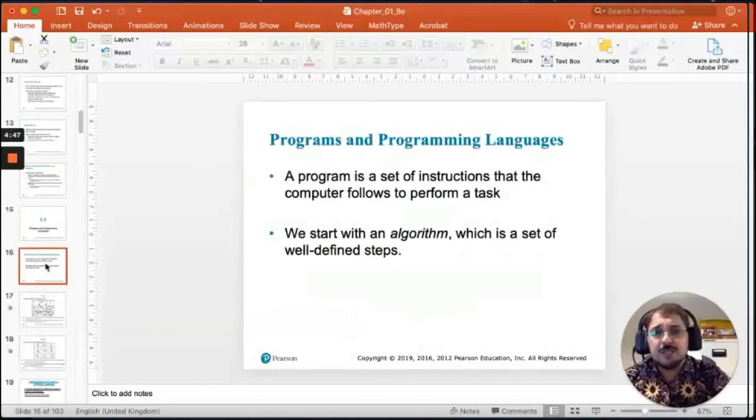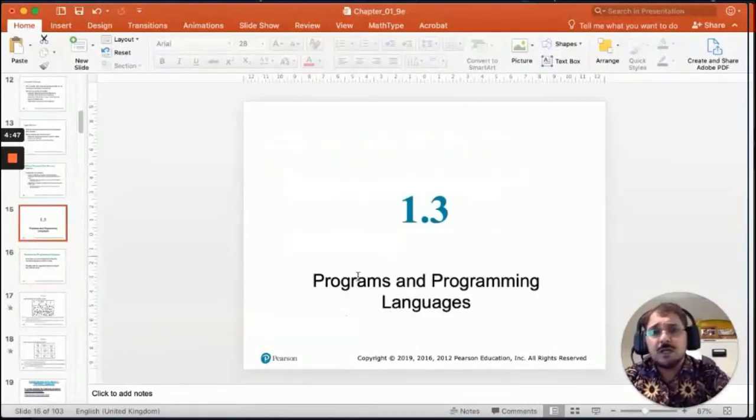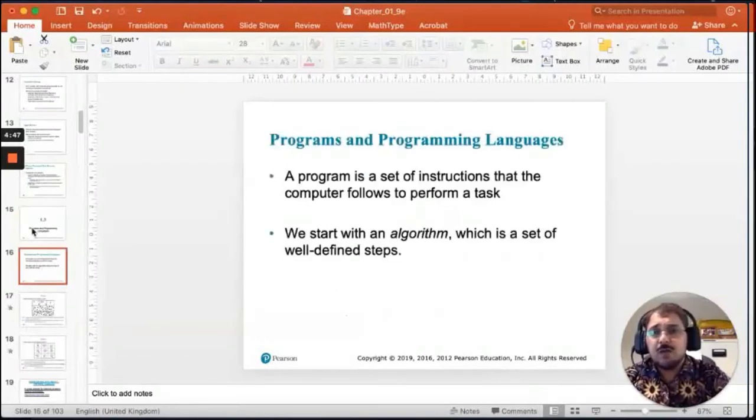Okay, so program and programming languages. So what is a program and what are programming languages?